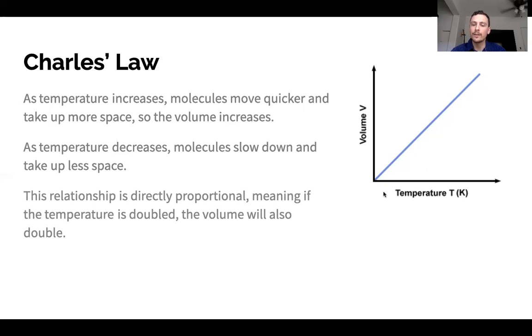So since if one increases, the other also increases, we call this a directly proportional relationship. That means that if the temperature is doubled, the volume is also doubled. If the temperature is cut in half, the volume would also be cut in half. So they increase or decrease at the exact same rate. And that's useful to us when it comes to our calculations later on.